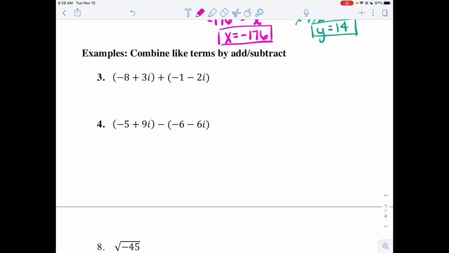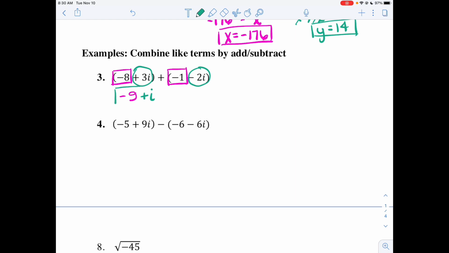So it's basically like combining like terms. So I'm going to take negative 8 and I'm going to add negative 1 to it. And when I add negative 8 plus a negative 1, I get negative 9. Continuing, I need to take a positive 3i and add a negative 2i to that. So a positive 3i minus a 2i is just going to give me a positive 1i, or i.